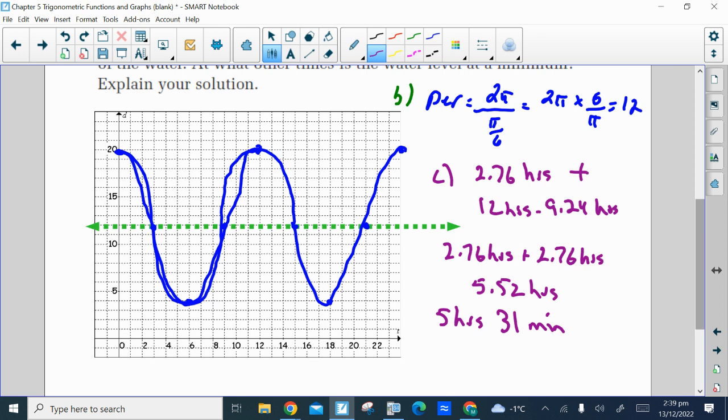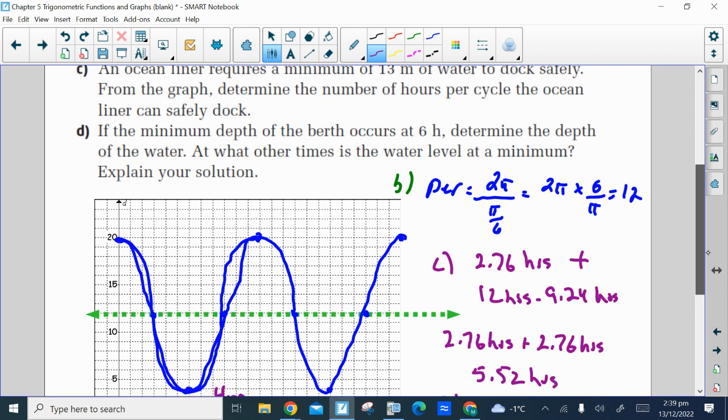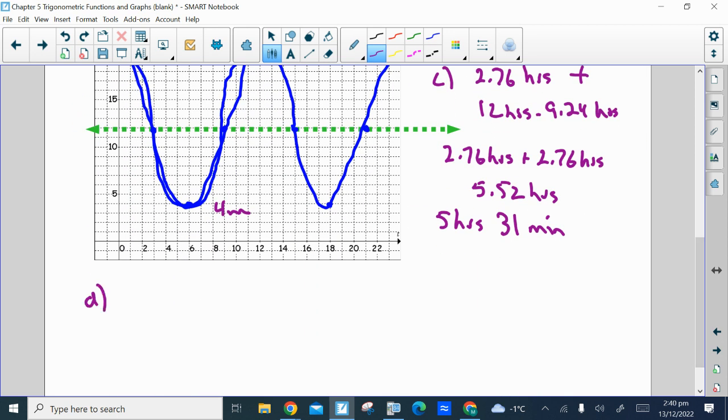So part D says, if the minimum depth of the berth occurs at 6 hours, determine the depth of the water. So that's 4 meters. We already calculated that. At what other times will the water level be at a minimum? Well, it'll be every 12 hours, because that's our period. Okay, so for part D, 4 meters every 12 hours, because according to the formula, that is the period of this equation.